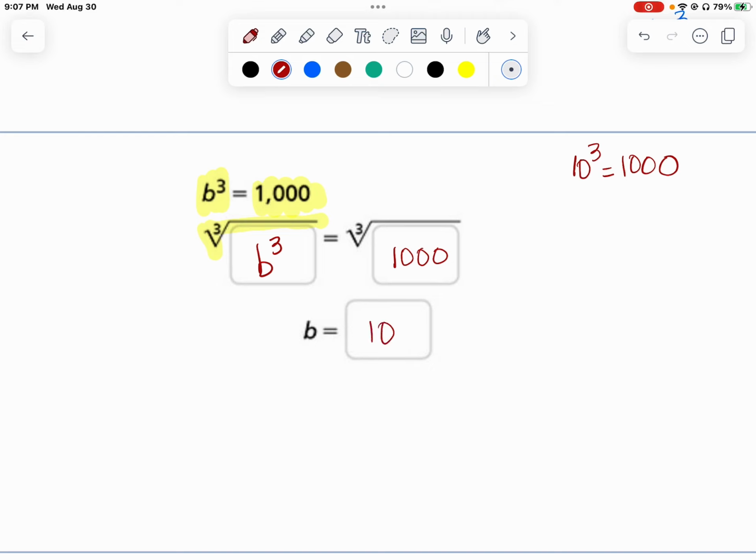Now this time, there's only one solution. Because to have a positive 1,000, you can only have positive tens. If your roots are negative tens, a negative 10 times a negative 10 is a positive 100, times a negative 10 gets us to a negative 1,000. And that is not the root that it gave us.